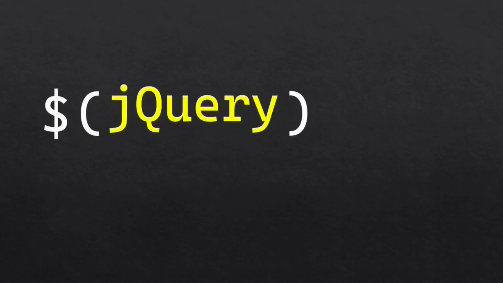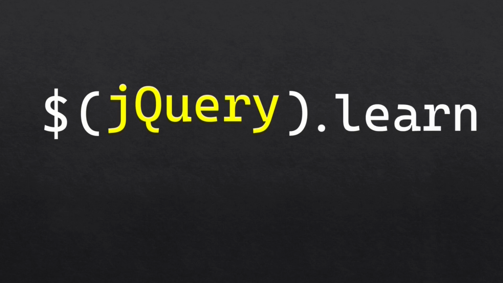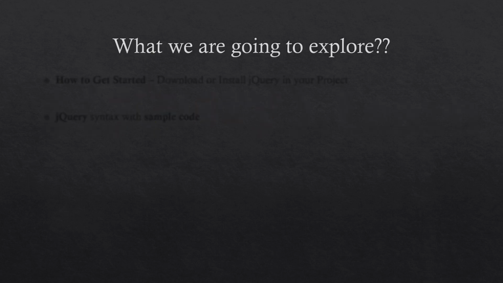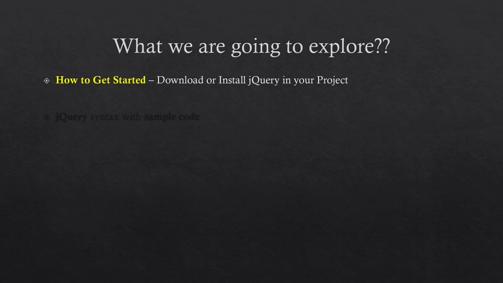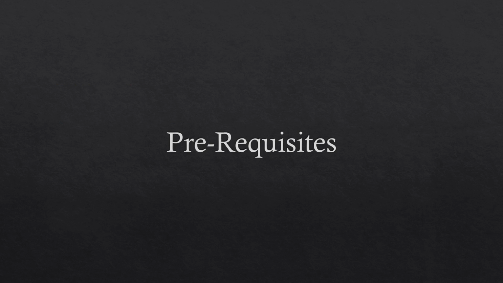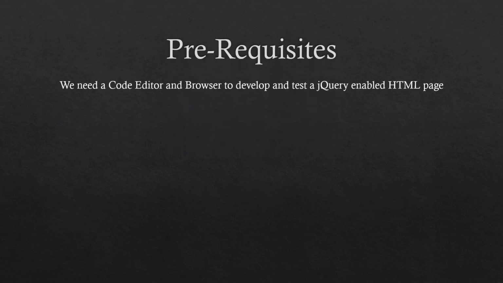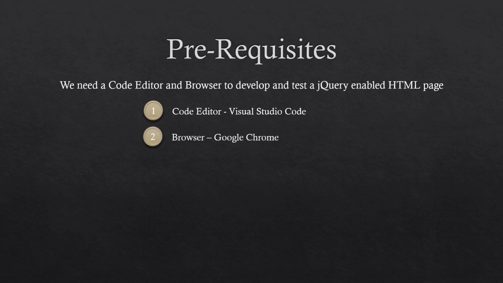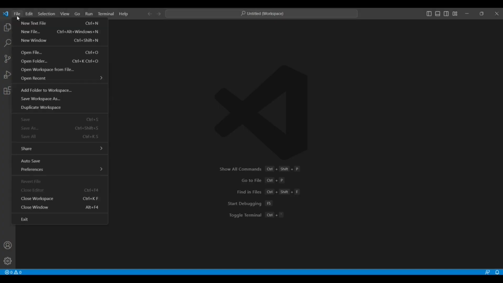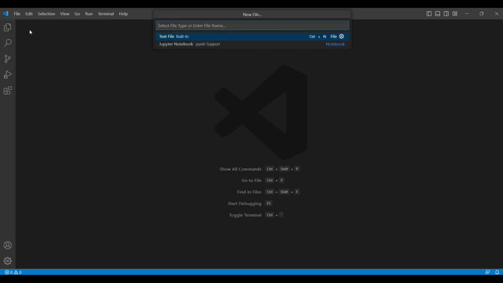Welcome to our hands-on session on jQuery basics. Today we are going to explore all the steps that we discussed in our last session. We need a code editor and browser to develop and test a jQuery enabled HTML page. Here I am using Visual Studio Code and Google Chrome browser. I am creating a blank HTML file in my local system.